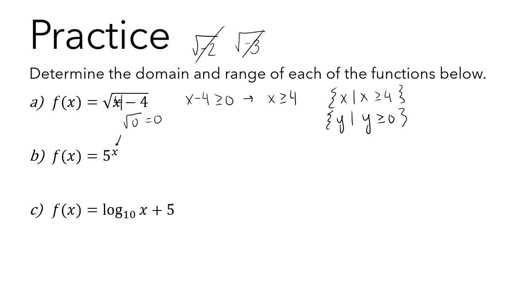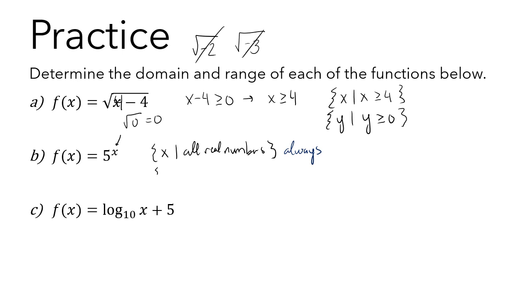Now, it is always the case that with an exponential, the domain is all real numbers. You can put any number in for the domain. It can be a fraction, a decimal, a negative number, anything. And this is always true. So you can count on that one.